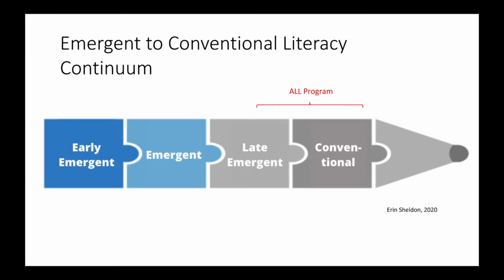It is important that we understand what part of the literacy continuum our learner is on, so that we can provide them with the best instruction for their stage. If students have not yet developed the foundational skills of emergent literacy, then they are unprepared for conventional instruction like the ALL program.